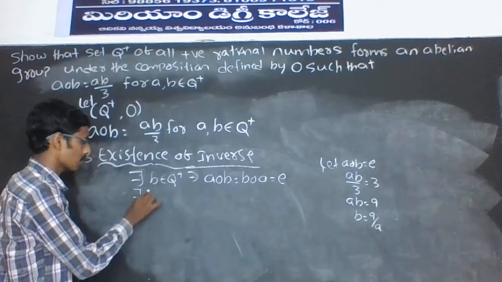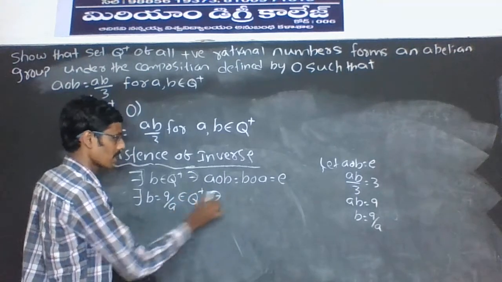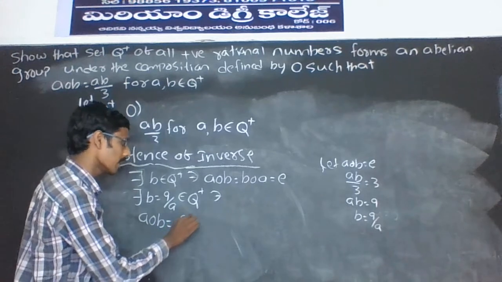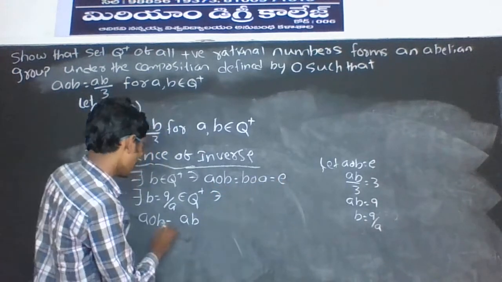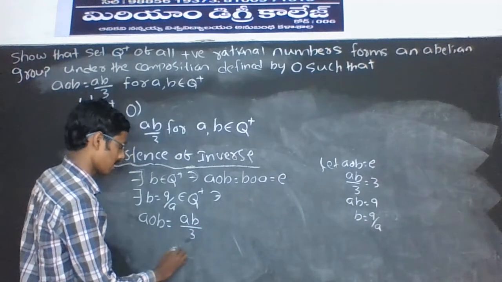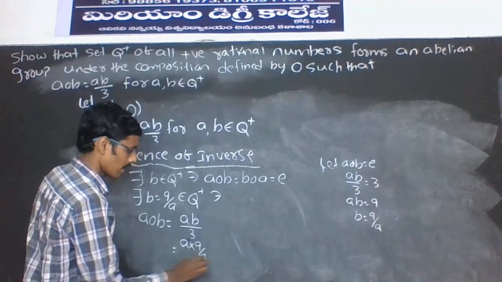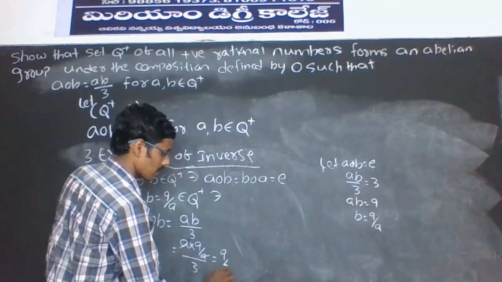There exists B is equal to 9 by A belonging to Q plus such that A circle B is equal to E. To prove that, E value is 3. A circle B is defined as AB by 3. Substitute B value: A into 9 by A, by 3. The As cancel, 9 by 3 is equal to 3.